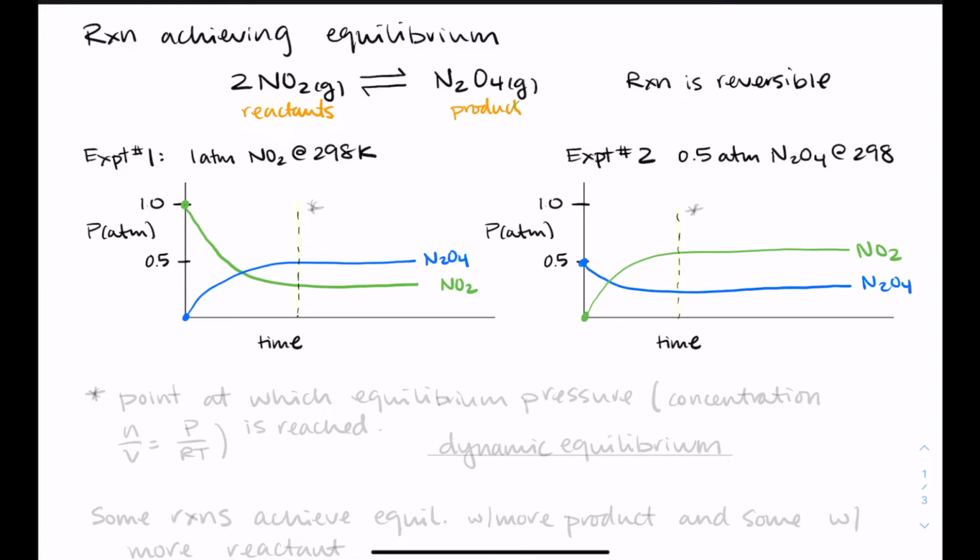So we can relate concentration to pressure directly. Now, we call this dynamic equilibrium because the reaction is still happening. We still have a little bit going forward, a little bit going backward, but because they proceed at the same rate, the overall pressures and overall concentrations stay the same.